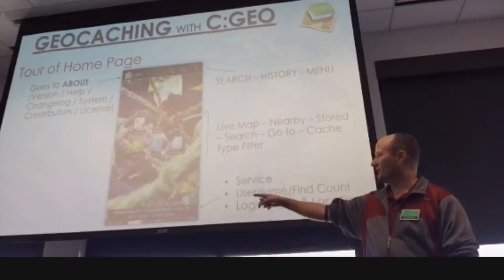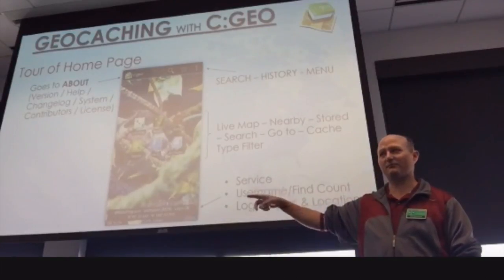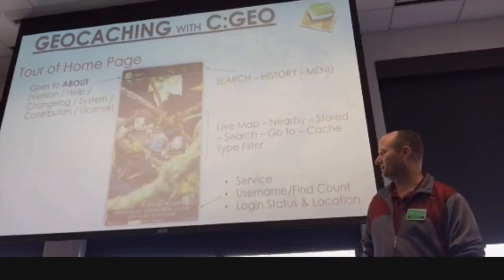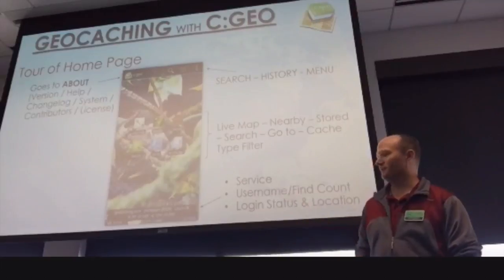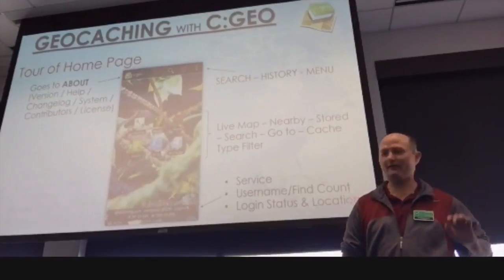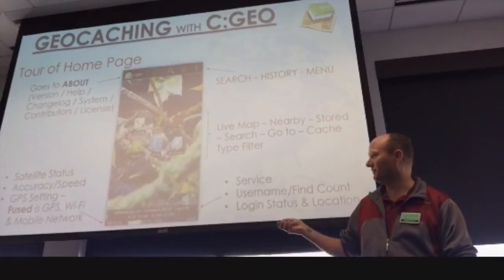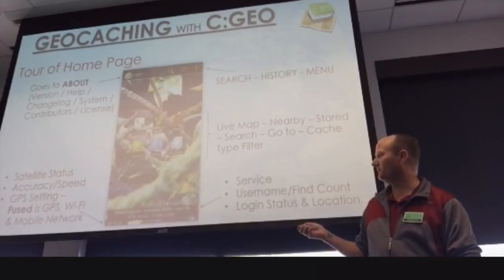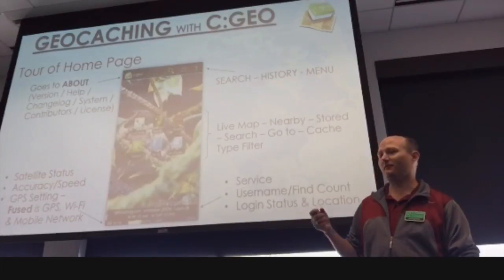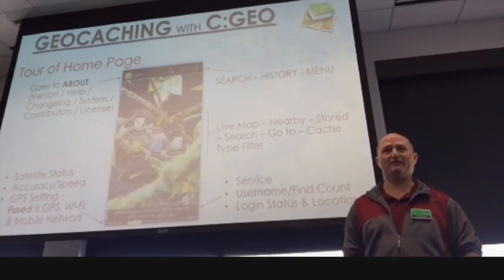The bottom portion here shows which service you're using. If you're not on geocaching.com, it would say open caching, or whatever you choose. It's going to have your username, find count, confirm that you're logged in, and your coordinates. And then the very bottom has satellite info. It'll show how many it's pulled up, how many you're connected to, your accuracy, your speed, and then fused just means I have my phone set to use the GPS, the Wi-Fi, and the mobile network for more accuracy. And we'll go over how to change all these later as well.